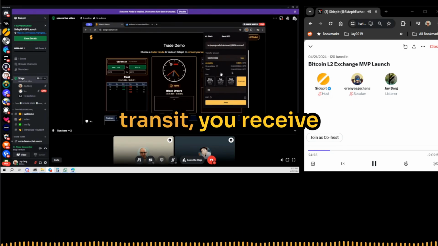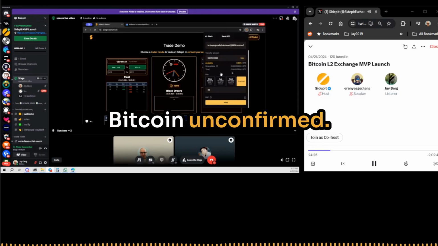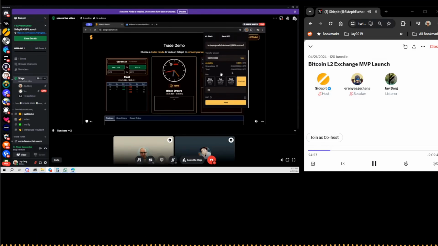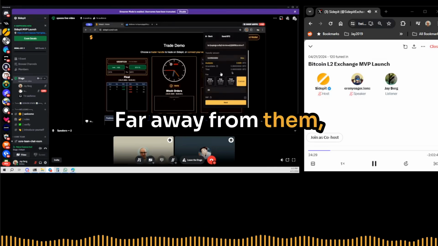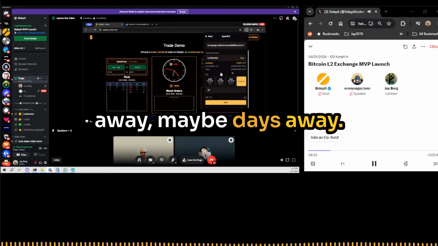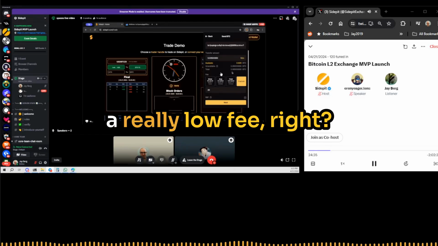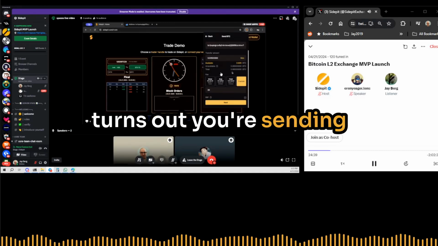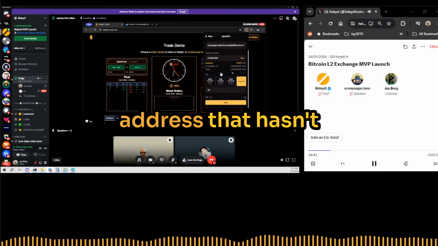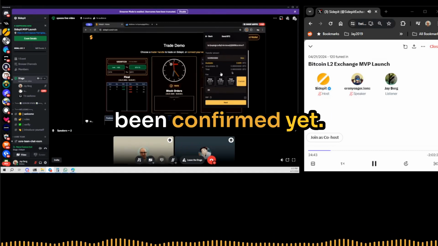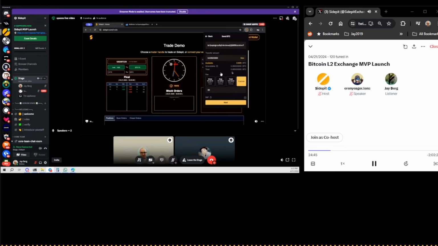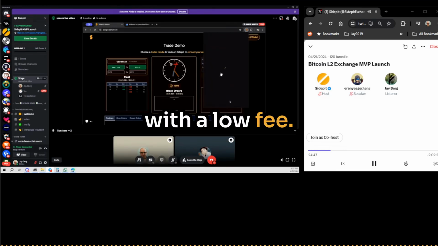Okay, so we have a transaction. You received Bitcoin unconfirmed, far away from the mempool, maybe 10, 20 hours away, maybe days away, and now you're going to spend it again with a really low fee. So you're sending money to the minting address that hasn't been confirmed yet. Click next. Go ahead with a low fee.